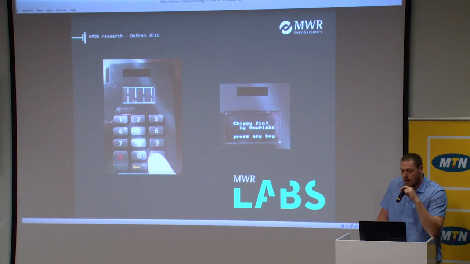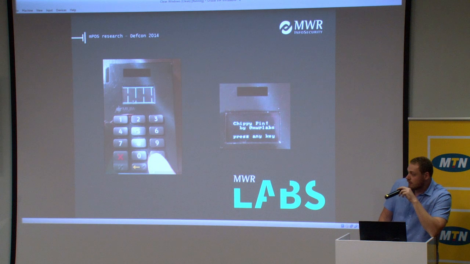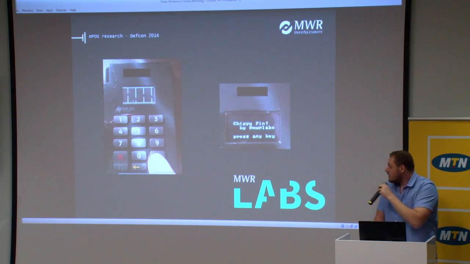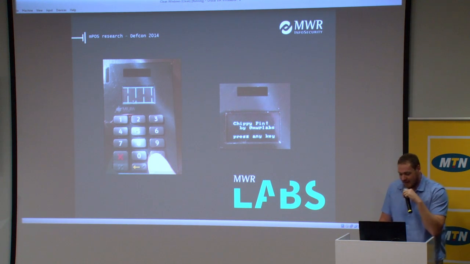The second one that I want to show you is something that we did on mobile POS devices. These are much newer, yet we found a similar memory corruption vulnerability and were able to exploit it. Here you can see a Flappy Bird clone called ChippyPin that we wrote. It's quite fun.